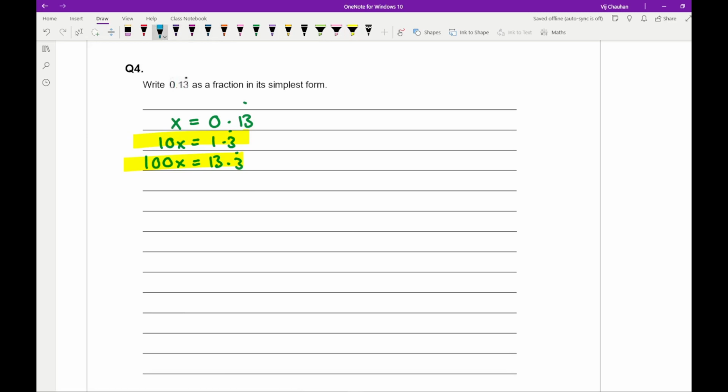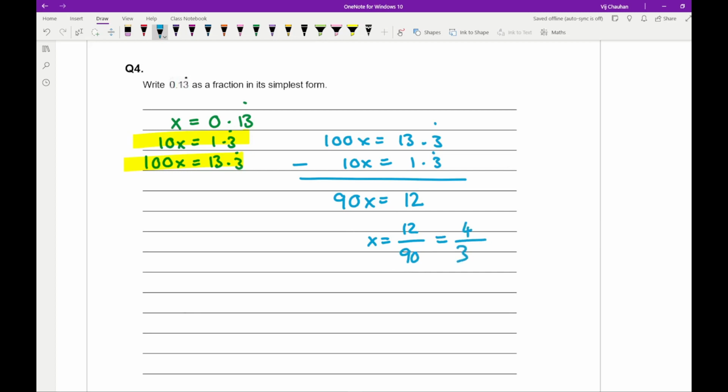So if I just take those two, I've got 100x equals 13.3 recurring, and 10x, which is 1.3 recurring. I take the two equations away, so that's going to leave me with 90x. 13.3 recurring, take away 1.3 recurring, is going to leave me with 12. So then just make x the subject, so I've got 12 over 90, and all I then need to do is simplify this fraction, which then gives me 4 over 30, which can be simplified to 2 over 15. So our final answer is 2 over 15.